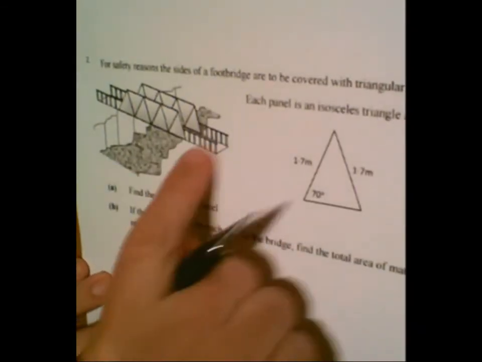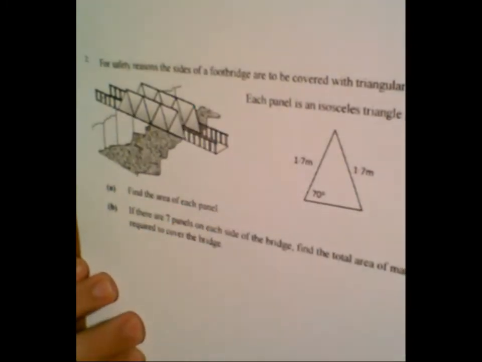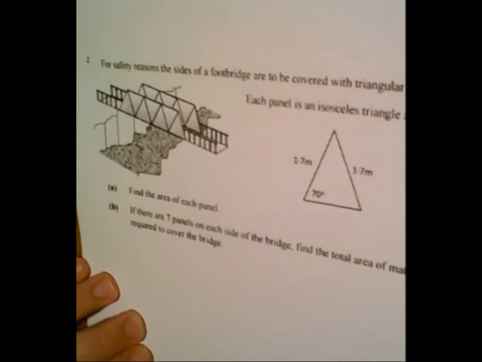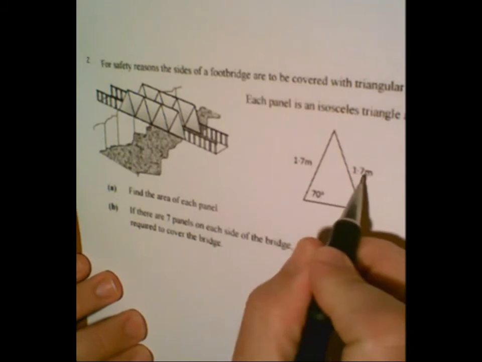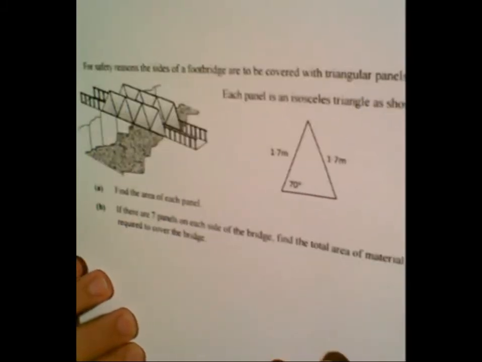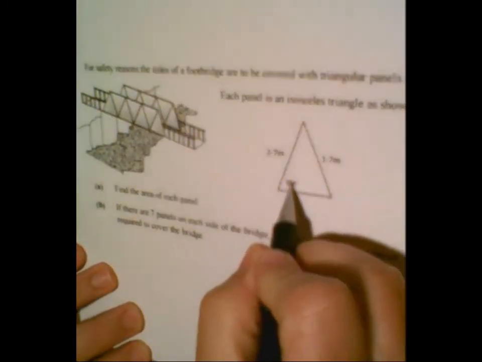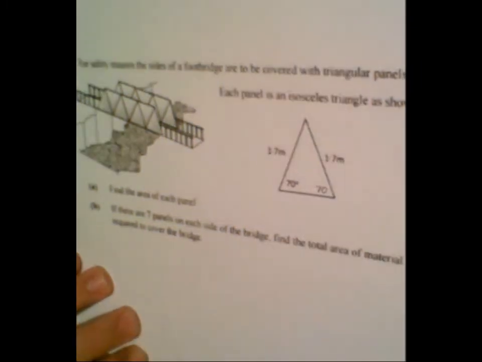Number 2, for safety reasons, the sides of a footbridge are to be covered with triangular panels. Each panel is an isosceles triangle as shown. Well, what you have to remember is that if 2 sides of a triangle are congruent, then the angles opposite those sides are congruent. So if this is 70, that's 70.